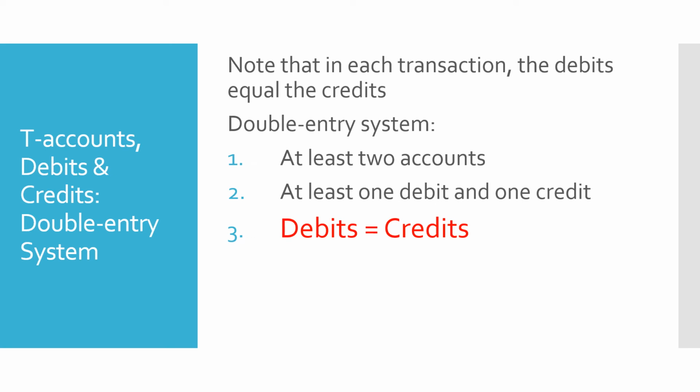One of the things you want to note here is that in each transaction, the debits have to equal the credits. This is what is referred to as the double entry accounting system. Each transaction is going to impact at least two accounts. There's going to be at least one debit and at least one credit, and the debits have to equal the credits. For the first entries we do, they're known as simple entries. They're going to have one debit and one credit each. Eventually, we'll move on to compound entries where you may have more than one debit and or more than one credit.